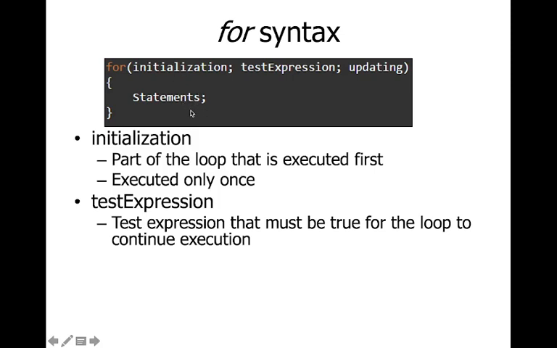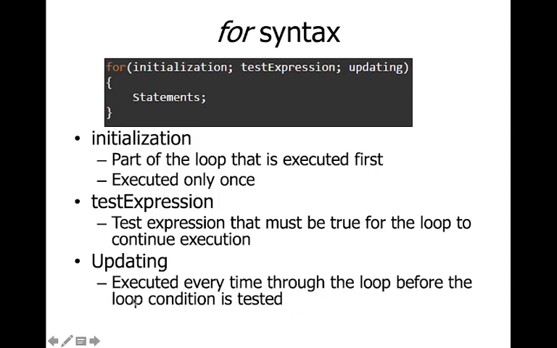Okay. Then we have the third section, that is the updating section. Updating section, it is actually to execute it every time through the loop before the loop condition is tested. Okay, so it will be executed every time through the loop before the loop condition is tested. That is, before executing this test expression, we will be updating. Okay, so how it works, we will see with an example, then you will understand. So I'll show an example.